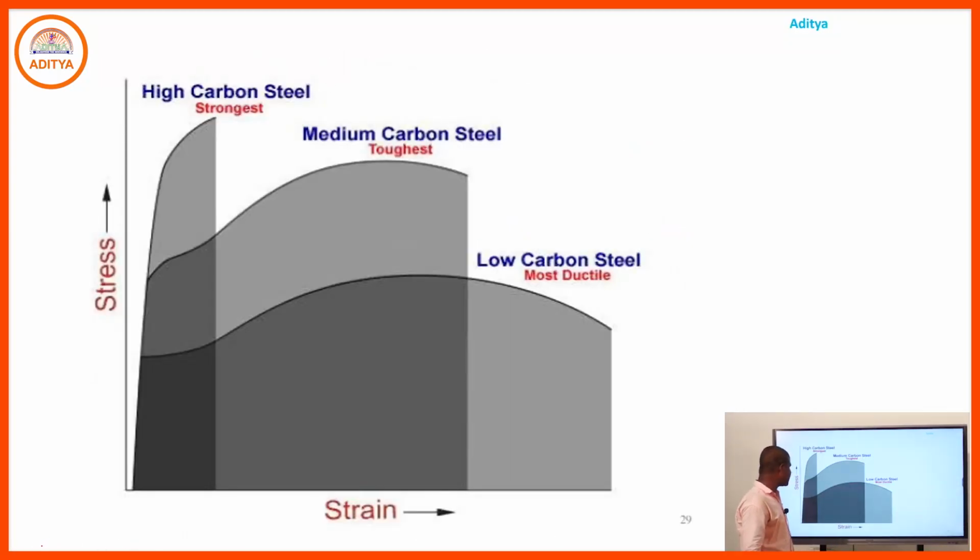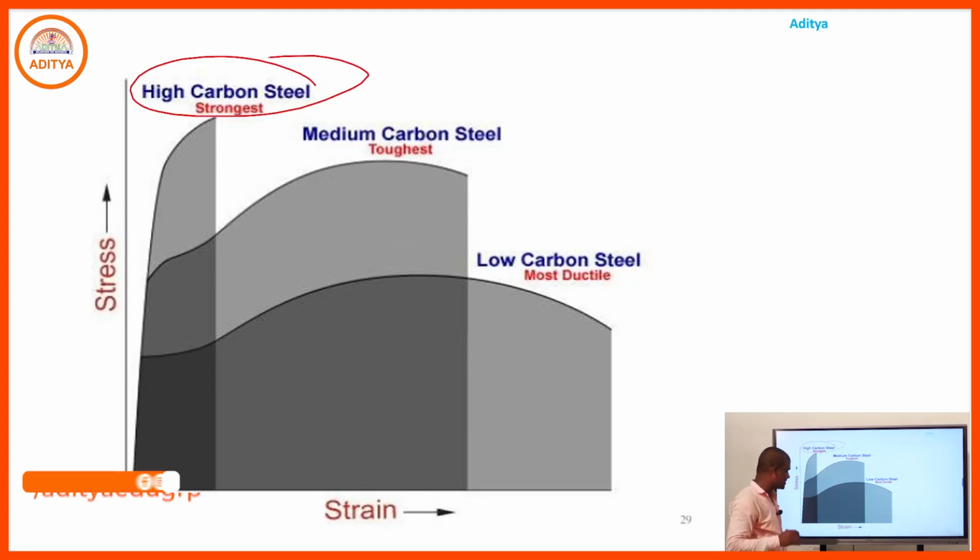Here are some graphs from the test. If we use high carbon steel, that is the strongest material. In the stress-strain diagram, the stress increases almost constantly while the strain changes very little. Medium carbon steel is the toughest material: here both stress and strain increase, with very little strain but steadily increasing stress.